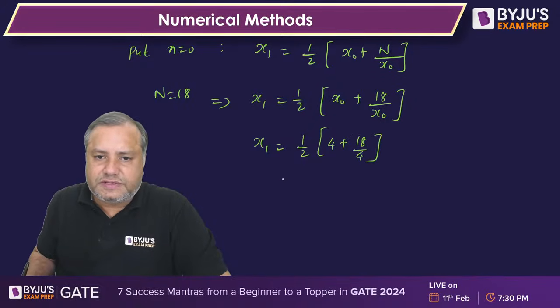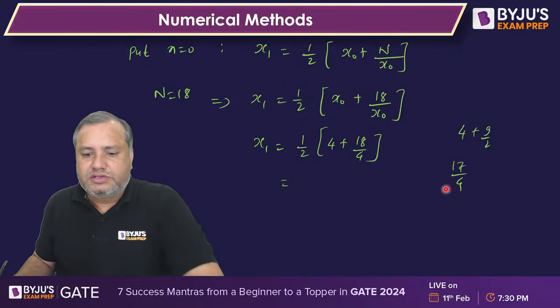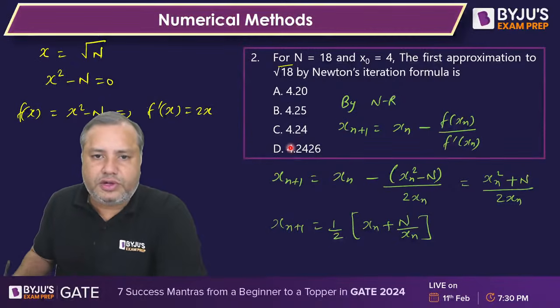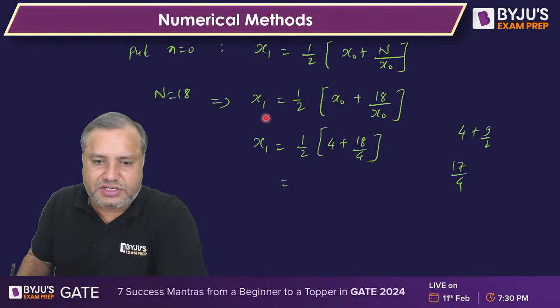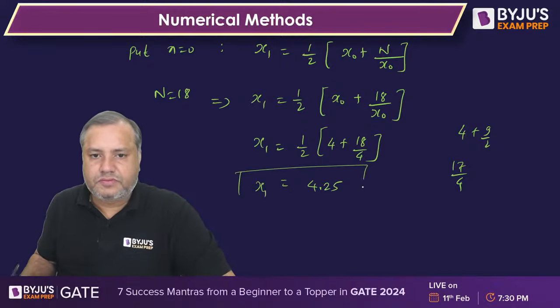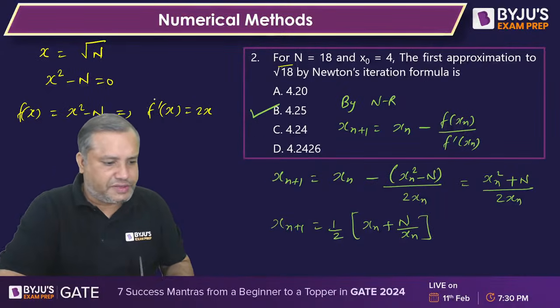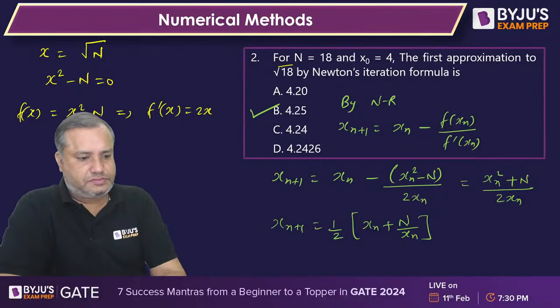Can you solve this? 18 by 4 is 9 by 2, 4 plus 9 by 2 is 17 by 2, half of that is 17 by 4, which is 4.25. Option B, 4.25, is the correct answer.